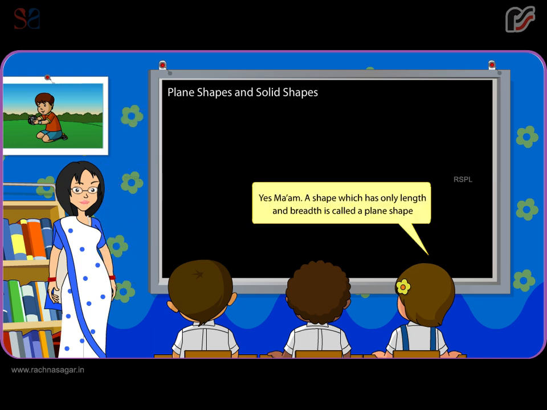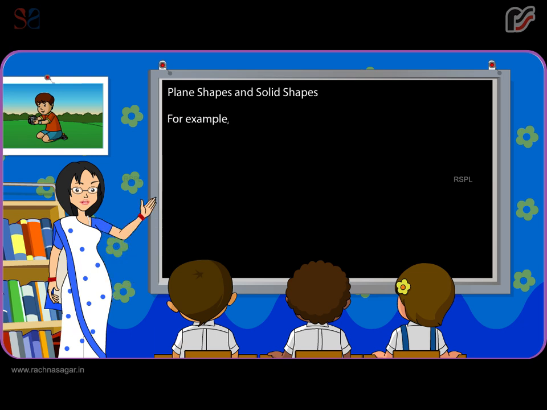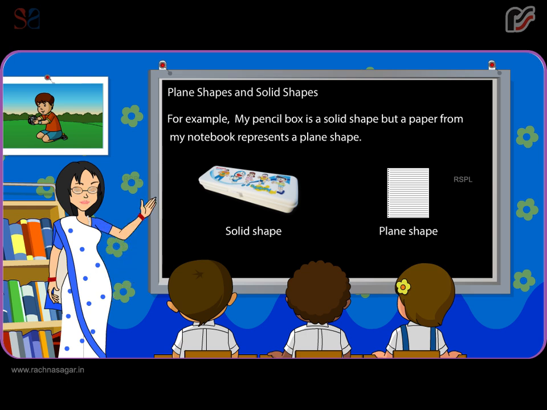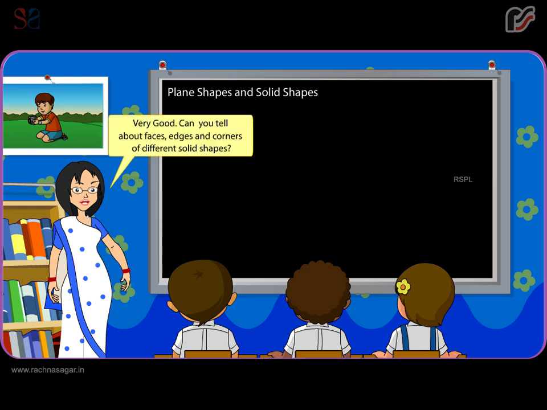Yes, ma'am. A shape which has only length and breadth is called a plane shape, and a shape which has length, breadth, and height is called a solid shape. For example, my pencil box is a solid shape, but a paper from my notebook represents a plane shape. Very good. Can you tell about faces, edges, and corners of different solid shapes?